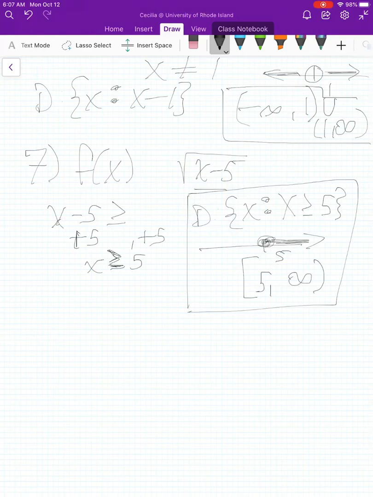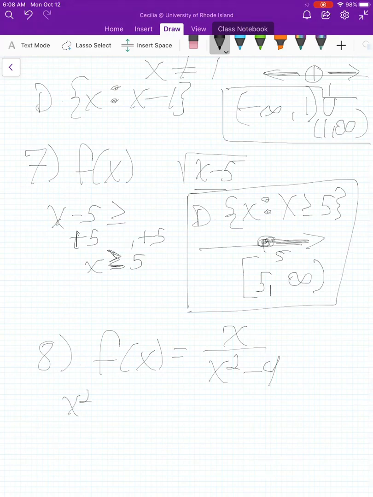The next problem is f of x equals x over x squared minus 4. Okay, here we have a rational function, so we know that we have an issue with the denominator. The denominator cannot equal 0. So what we have to do is find when the denominator equals 0.